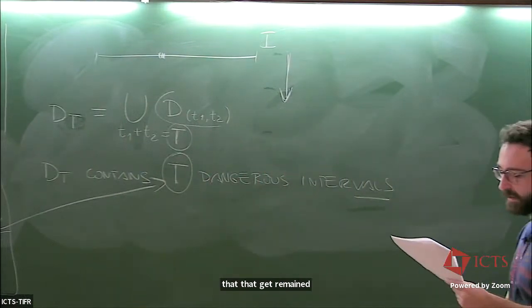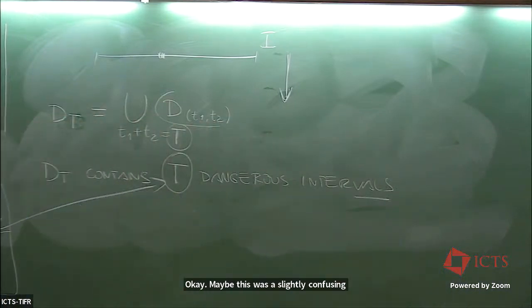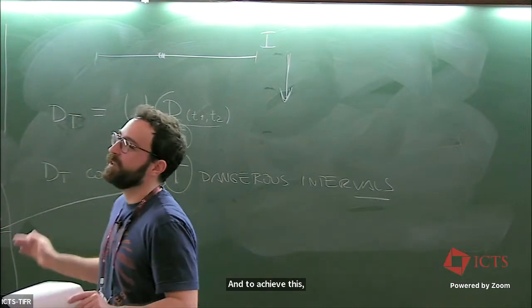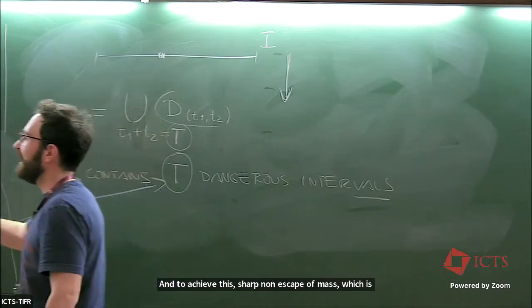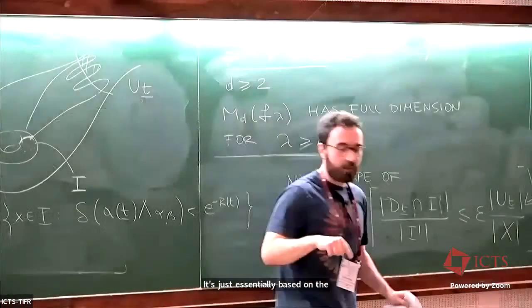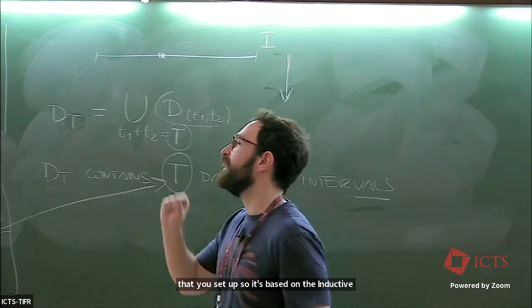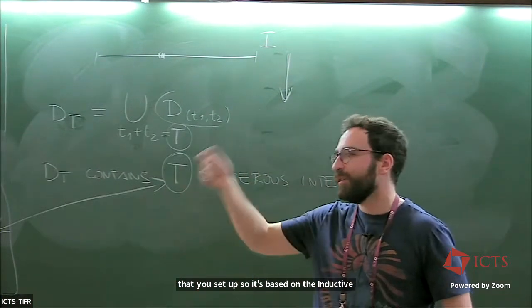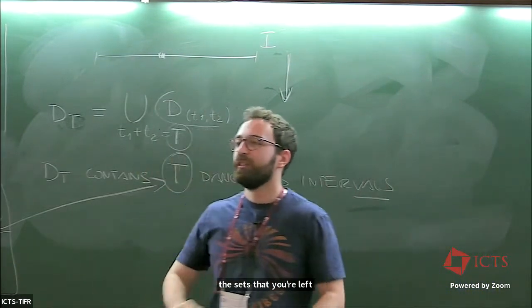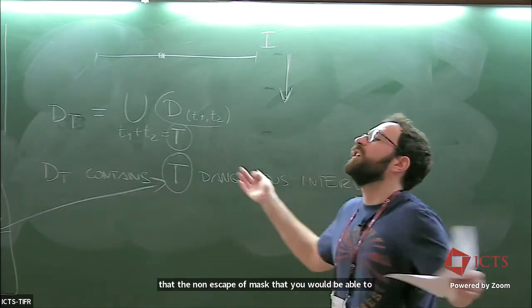Okay, maybe this was slightly confusing, but essentially this is the idea. And to achieve this sharp non-escape of mass, this is not something better than what Kleinbock and Margulis proved. It's just essentially based on the removing procedure that you set up. So it's based on the inductive hypothesis. So it's not true everywhere. It's true in the sets that you're left with. Once you start removing in the sets that you're left with, you're good enough to achieve something stronger than the non-escape of mass that you would be able to prove in general.